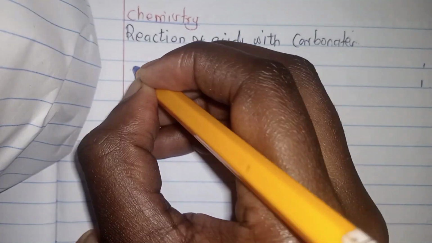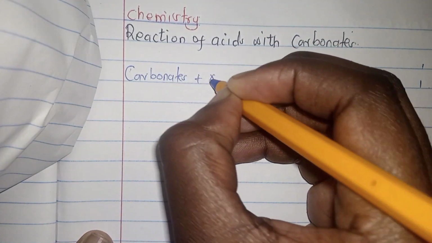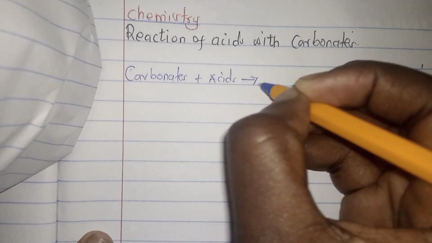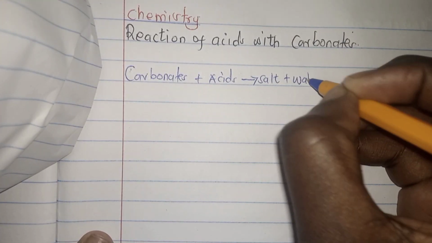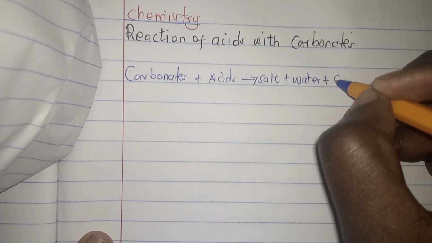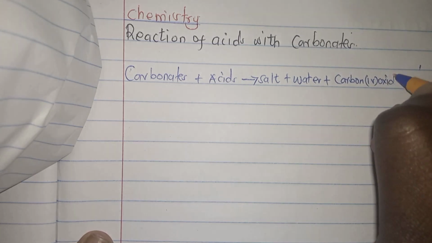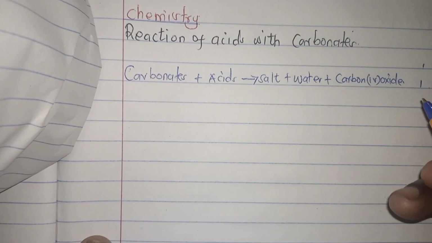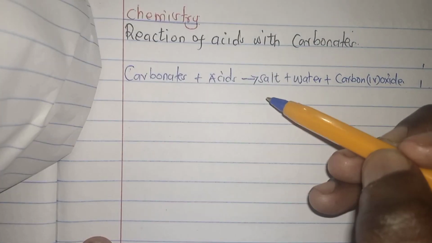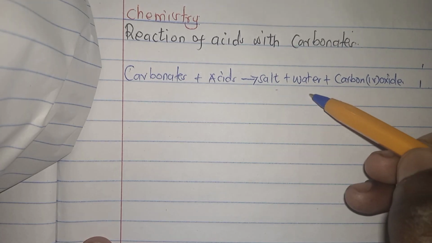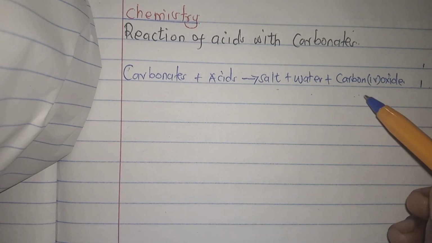When we react carbonates plus acids, our product or our final result is a salt plus water plus a colorless gas, which is carbon dioxide. So this is the general equation. When we react metal carbonates with acids, our final product is salt plus water plus colorless gas, which is carbon dioxide.